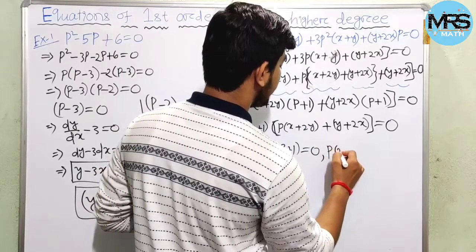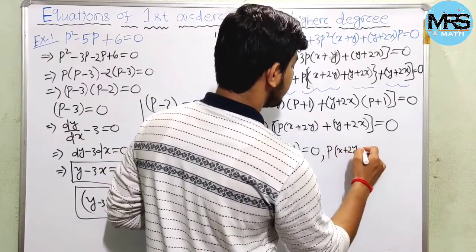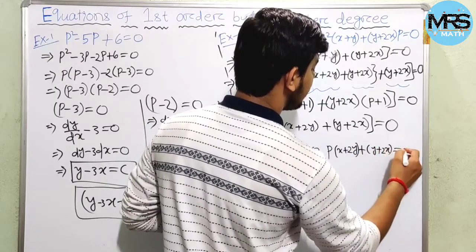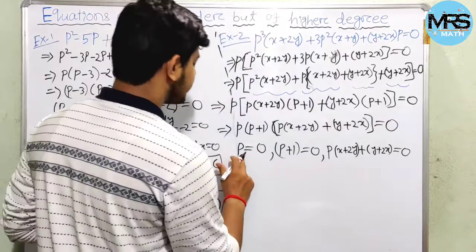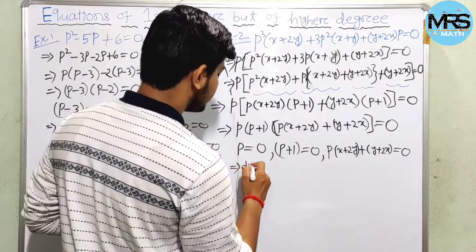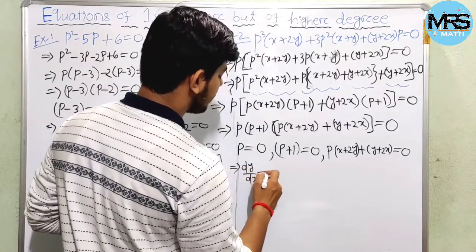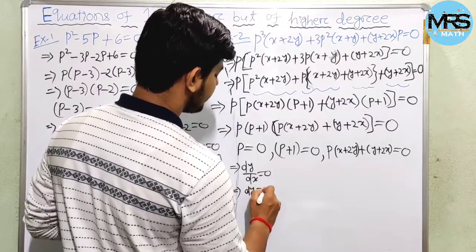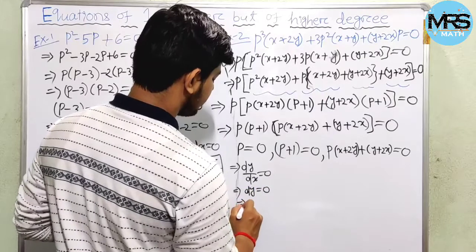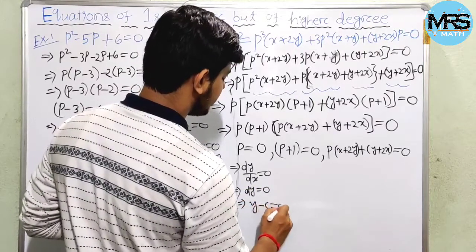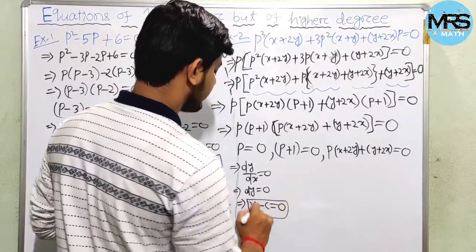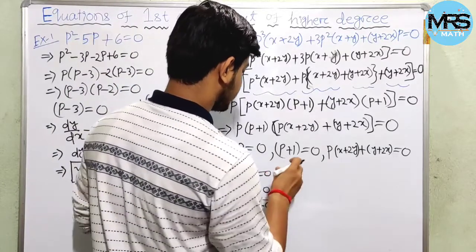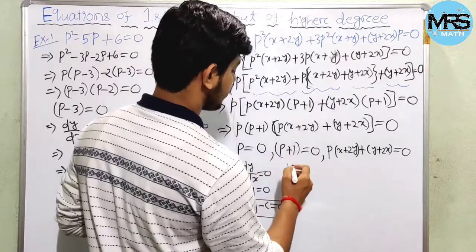That is, p into x plus 2y plus y plus 2x equal to 0. If p equal to 0, then we get dy by dx equal to 0, so dy equal to 0. Then after integration, we get y minus c equal to 0. Clear? Now we will solve this p plus 1 equal to 0.